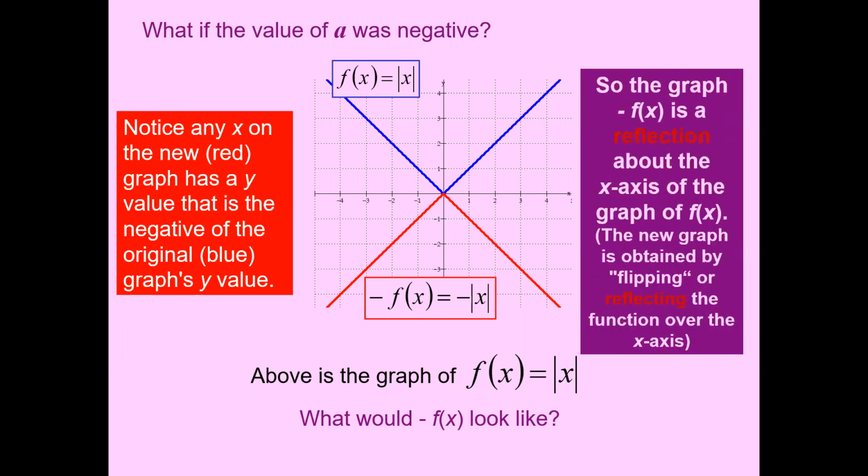So the graph of negative f of x is what we call a reflection about the x-axis of the graph of f of x. The new graph is obtained by flipping or reflecting the function over the x-axis. Okay, there's your x-axis highlighted in dashed green, and so you just reflect it downward.